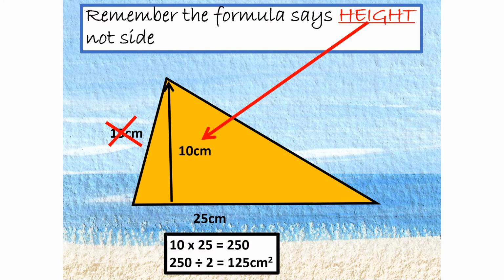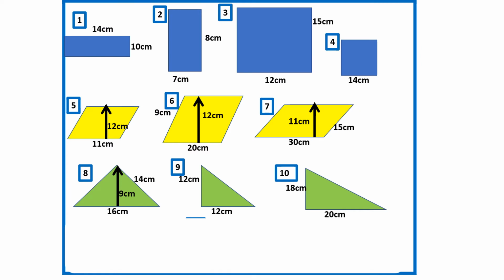So 10 times 25 is 250. 250 divided by 2 is 125. And remember, units are important. Cm squared. Now, here is a task that you need to complete. I'm going to give you 7 minutes to be able to do that, after which the answers will be revealed and you'll mark your work. So have a go and then resume the video.